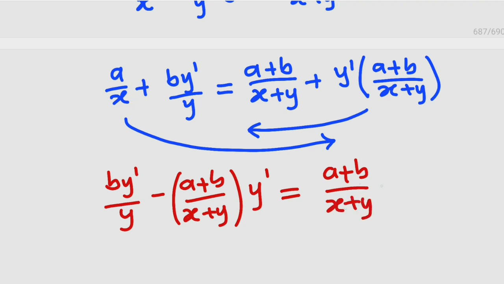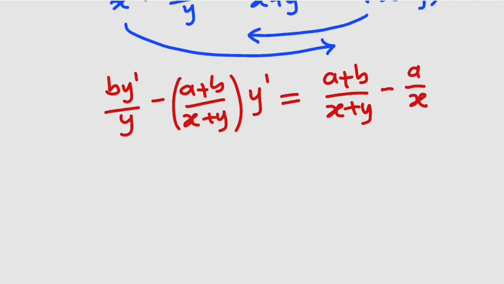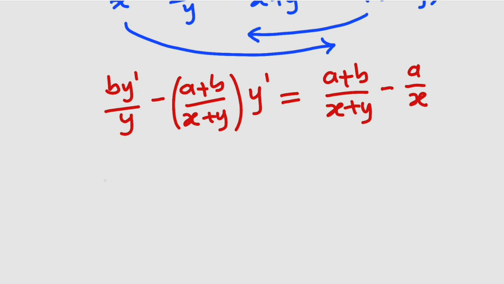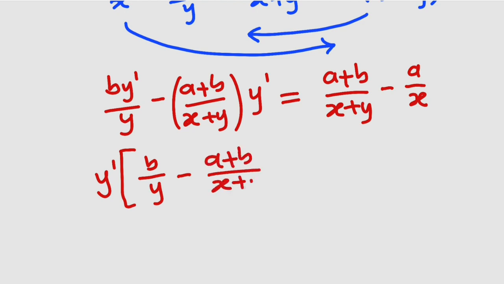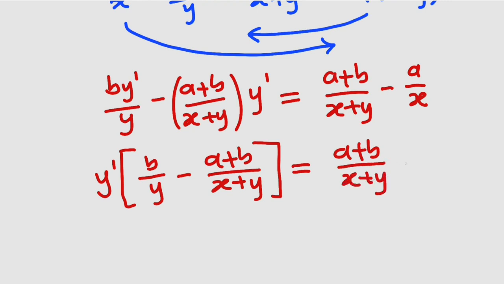As this crosses over, it becomes negative a divided by x. So the left hand side, the two terms contain y prime, so we can bring y prime outside. Inside we have b divided by y minus a plus b divided by x plus y. And this is equal to a plus b divided by x plus y minus a divided by x. So now let us simplify these two terms separately.